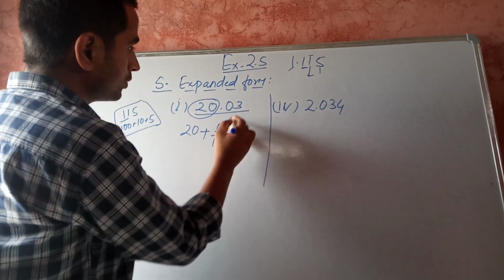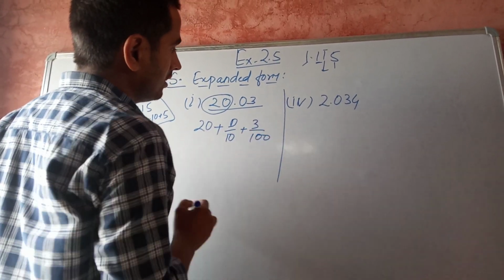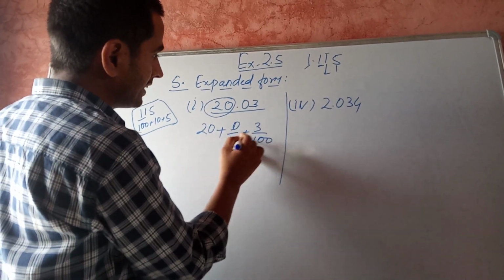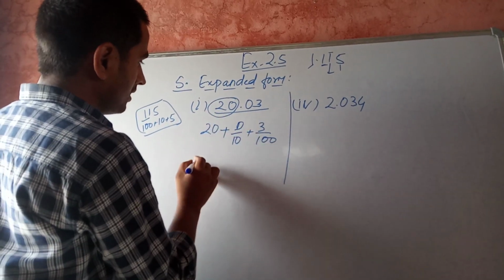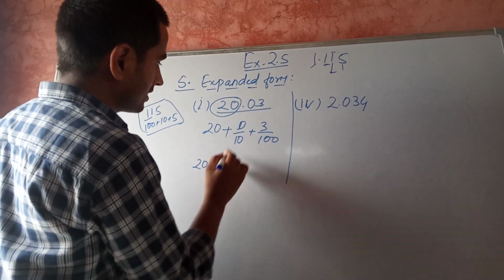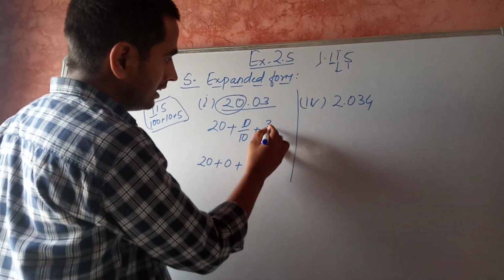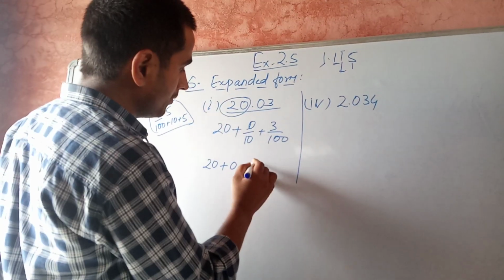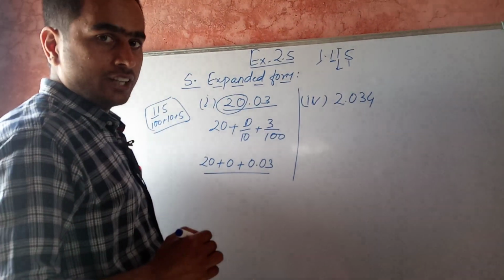So this 3 is at the hundredths place, so 3 by 100. So 20 plus 0 by 10 plus 3 by 100, or you can write 20 plus 0, since 0 by 10 becomes 0, plus 3 by 100. When this is represented in decimal form we write it 0.03. I hope you got it.